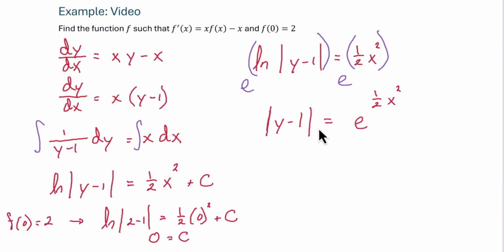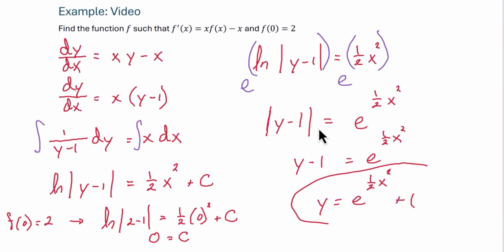So we can drop the bars at this point and just make it y minus 1 equals e to the 1/2 x squared. Now add 1 to both sides. Y equals e to the 1/2 x squared plus 1. We have our solution.